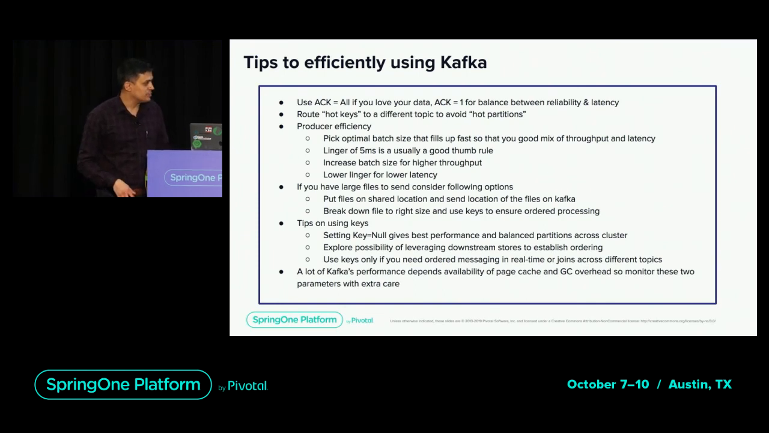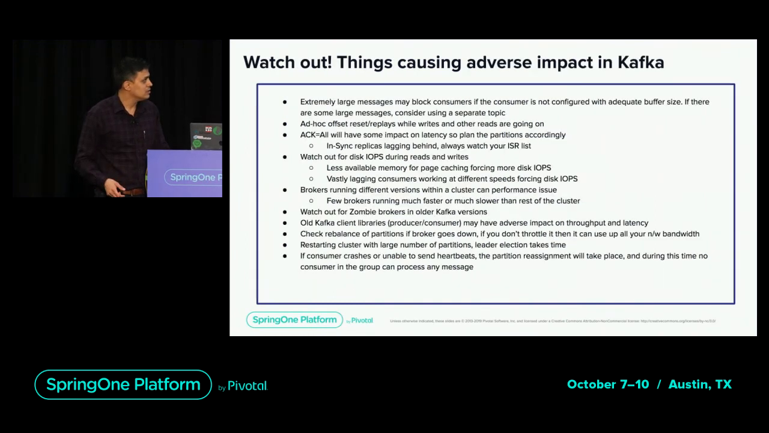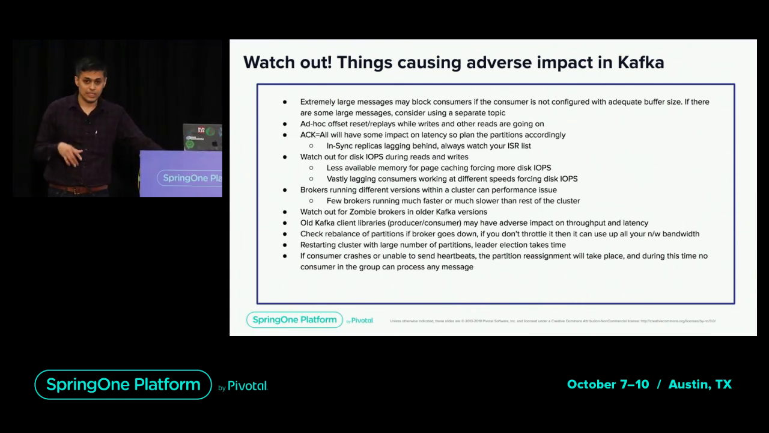A lot of Kafka's performance depends on the availability of the page cache, so make sure the maximum memory on the node is available for the page cache. Kafka is Java, so you have to make sure that the garbage collection overheads are not there. You have to watch out for these. Watch out for things that can have an adverse impact on Kafka. If you have extremely large messages in the same topic, it may block the consumer if it is not configured with the right buffer size. It will not know how to consume that large chunk of data at once.